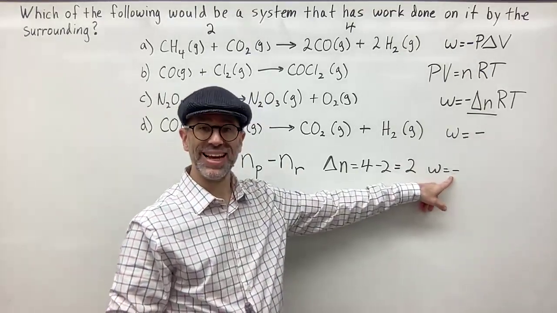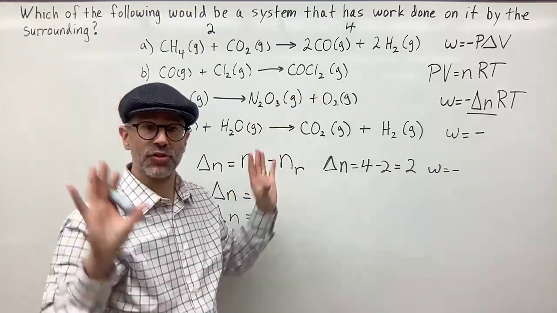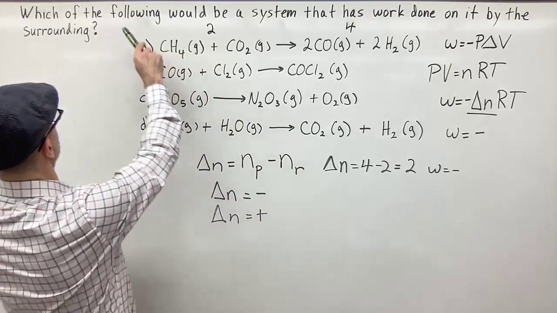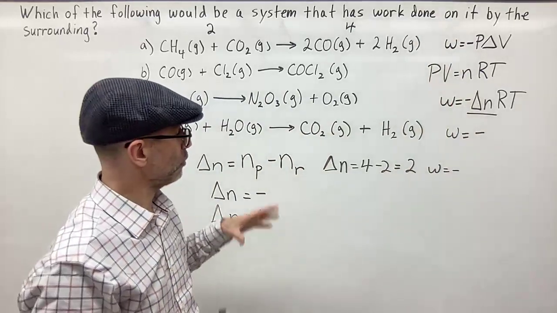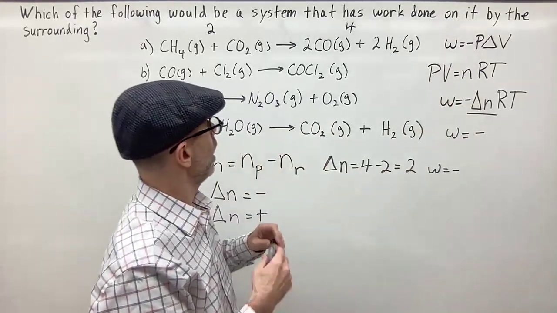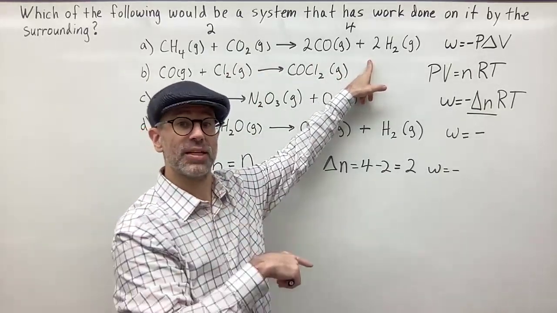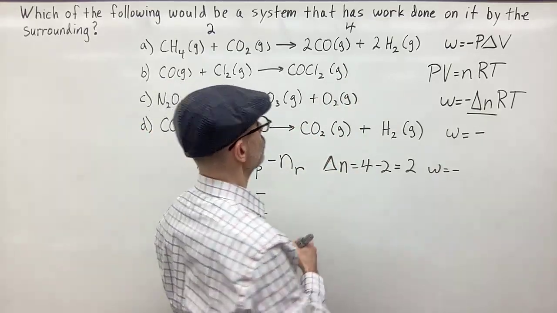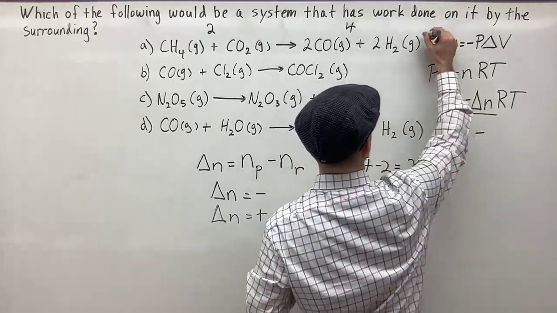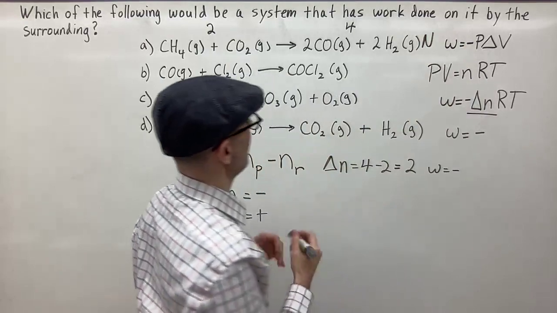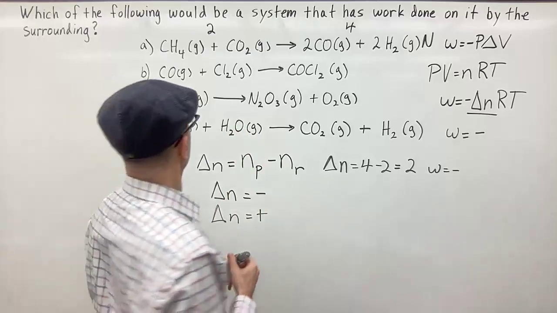And so if work is negative, that means that the system is doing work on the surroundings. So which of the following is a system that has work done on it? Work done on it would be positive work. In this case, for A, work is not being done on it. It's doing work on the surroundings. So this would be a no, meaning work is not done on it by the system, and it's actually doing work on the surroundings. All right, let's do the next one.